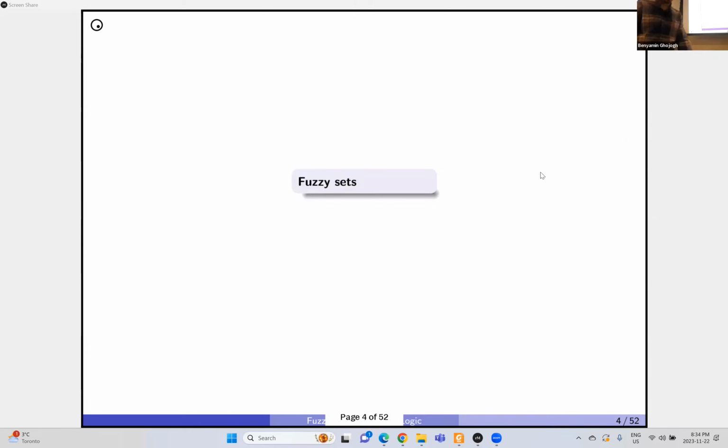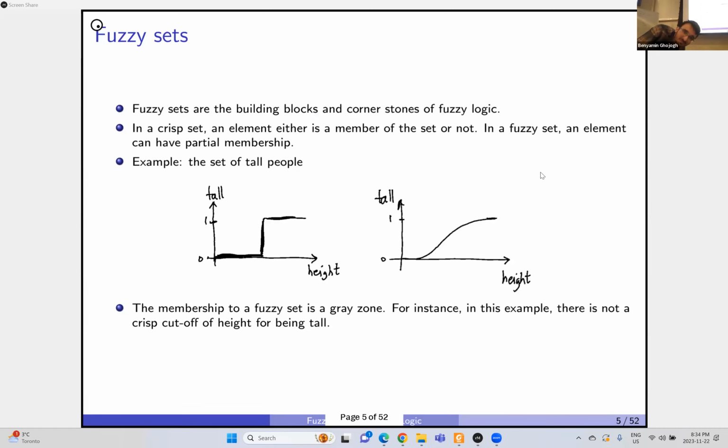Now, let's introduce fuzzy sets. Fuzzy sets are the building blocks and cornerstones of fuzzy logic. You can't have fuzzy logic without fuzzy sets. The whole of fuzzy logic is built on fuzzy sets. What is a fuzzy set? It's an extension and generalization of a crisp set. What is a crisp set? Whatever you learned as a set in high school is a crisp set. A set of values, a set of something, some stuff, right?